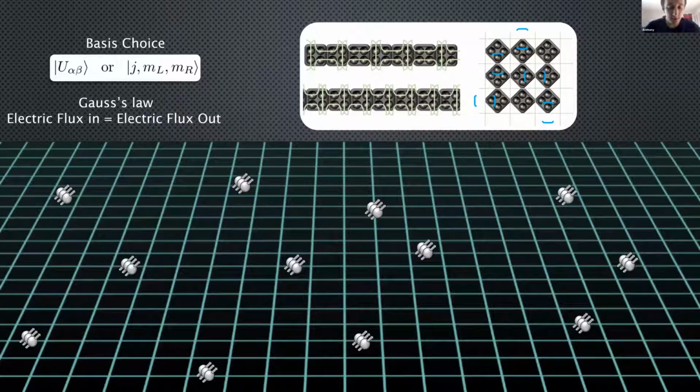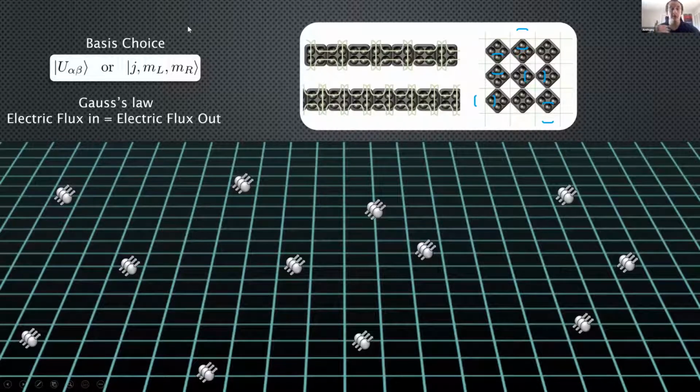So to do a quantum simulation, we need to map our theory onto a quantum computer. Today we're just going to be talking about the gauge link variables. We can put this on a computer by assigning qubits to each link on our lattice, and we have a couple of choices for what these qubits can represent.